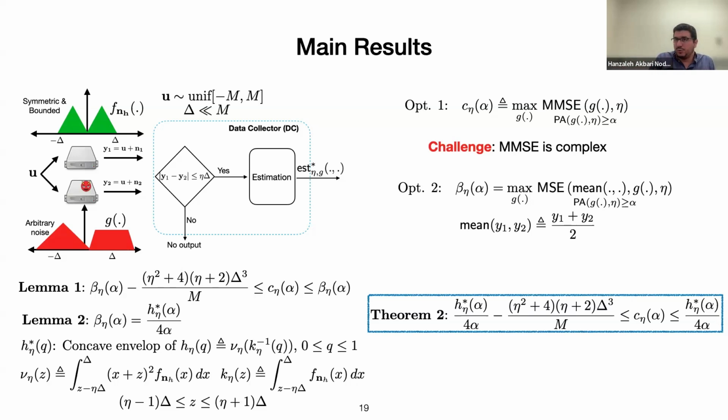Theorem 2 is always true, but if eta or delta are not by far smaller than the range of the computation, we can't use H star of alpha divided by 4 alpha as a good approximation of C of alpha. But still, result 1 is true. If you know the answer to optimization 1, you can calculate the best response of the adversary and the best response of the data collector. That theorem is always true. Is that clear, Mo?